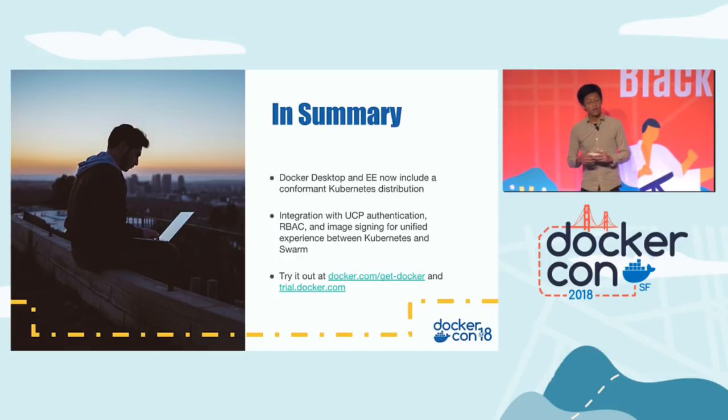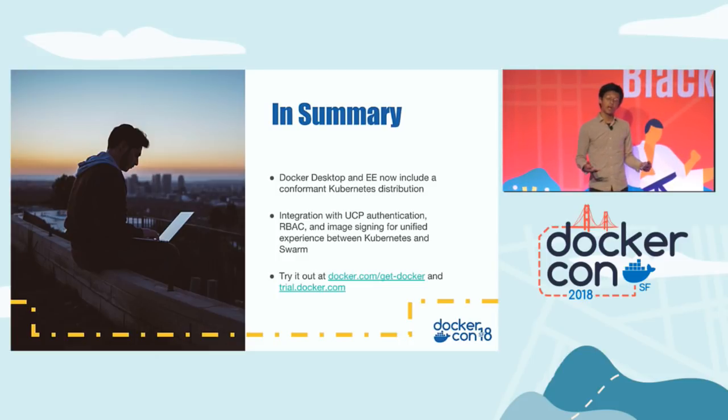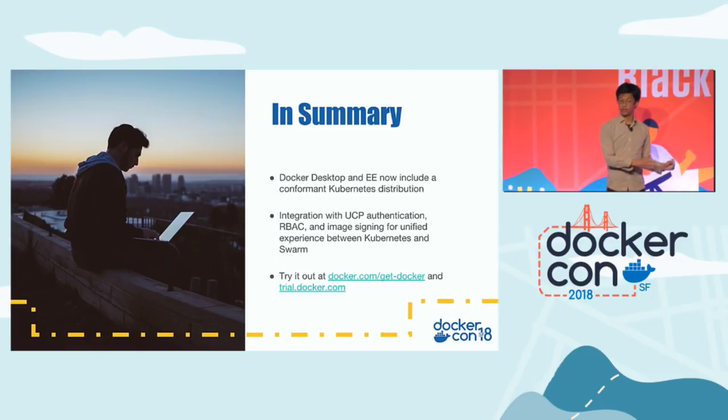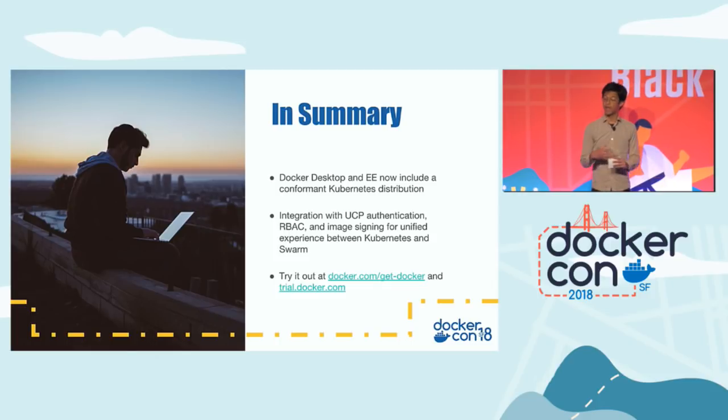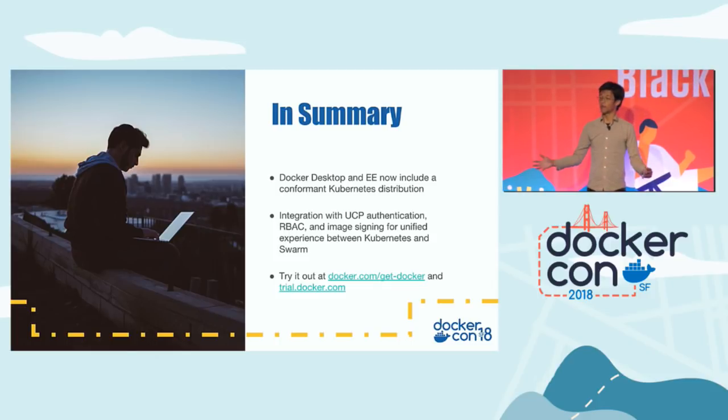So that's pretty much it. In summary, Docker for Desktop and Docker EE both contain fully conformant Kubernetes installations, which are totally managed for you and which come out of the box and ready to run any Kubernetes resource. EE in particular integrates with many of the enterprise-grade features we already had available for Swarm and regular containers, such as image signing, RBAC enforcement, and authentication.